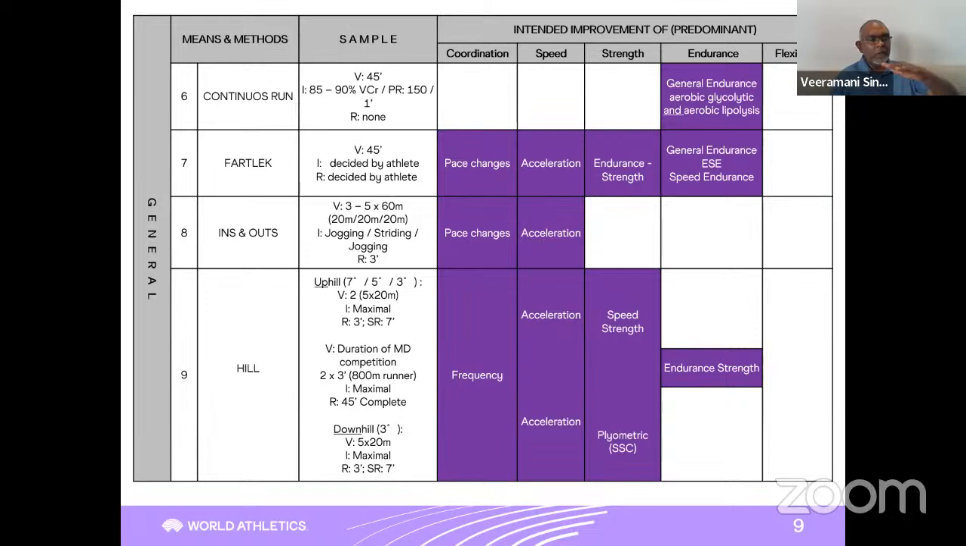Again, on uphill, if you can find a good long hill, or the optional is using what we call the treadmill. Okay, if you have a treadmill, you can use it and let the athlete run a middle distance event on that gradient. Again, effort-wise it will be a maximum of 45 seconds to near complete.